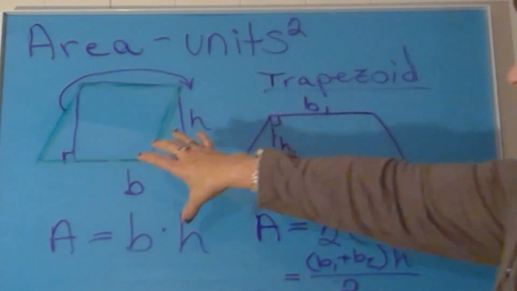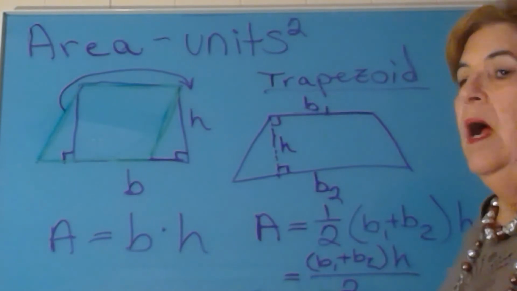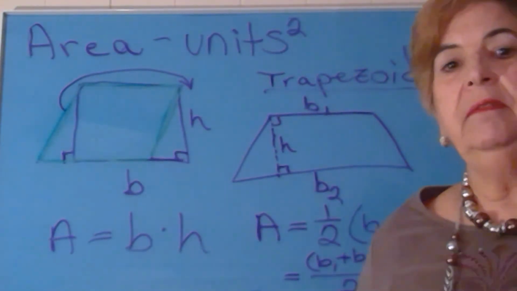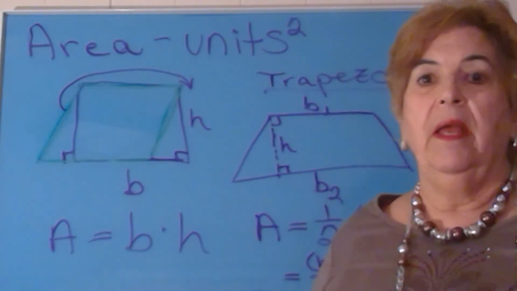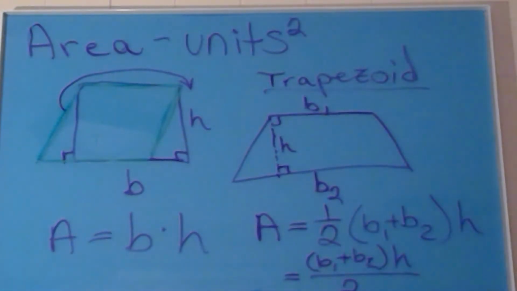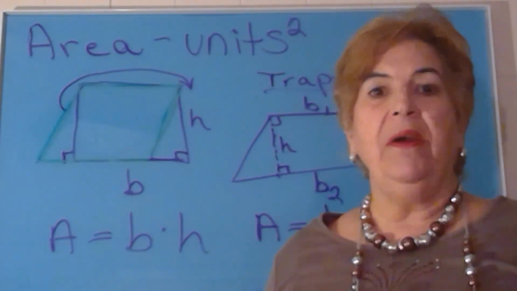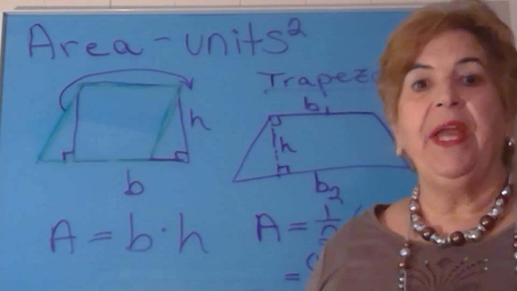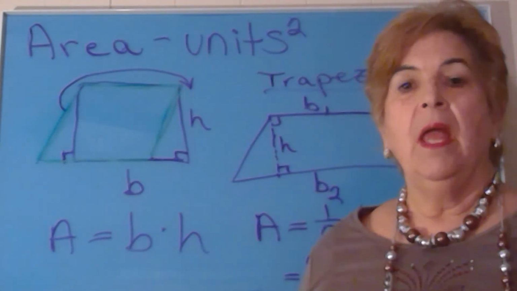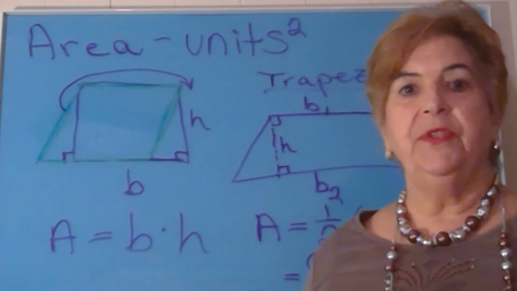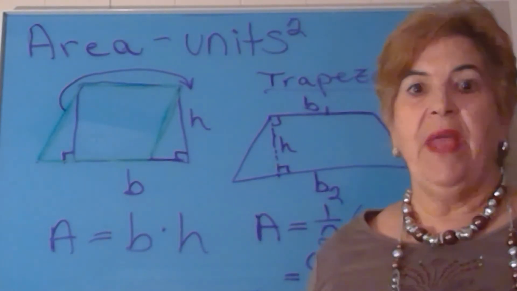That's how you find the area of a parallelogram and a trapezoid. That finishes our lesson with giving the formulas for trapezoids. And that sums up our lesson on finding perimeters and areas of different figures. There will be also a video for examples, and that will follow this one.